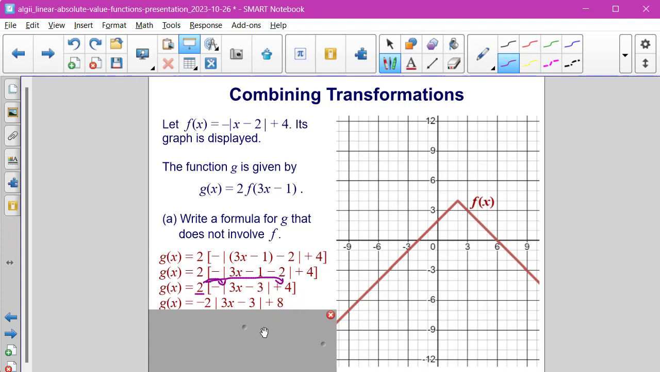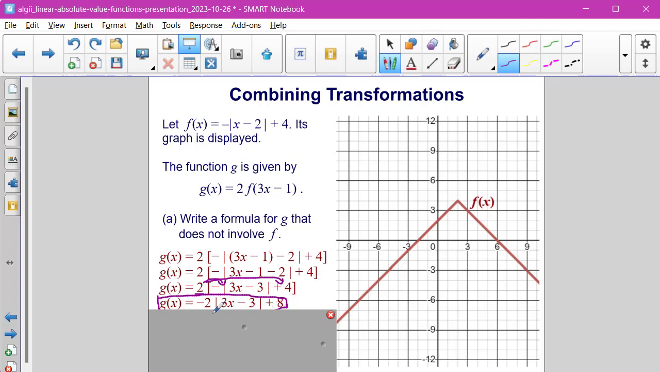So when we do that, we'll have -2, still absolute value of the quantity 3x minus 3, and then plus 8 at the end. Now some of you may want to factor out a common 3 inside of the absolute value, and you can absolutely do that. Some of you also may want to stay at this point to help guide you through the transformations.